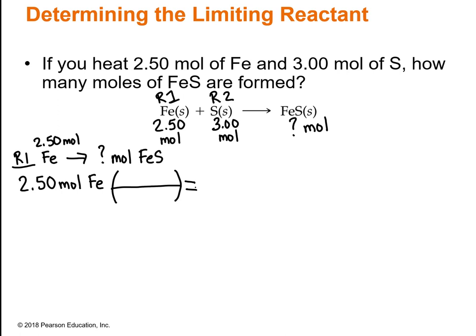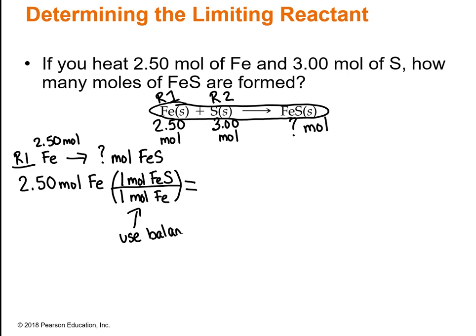Remember, you're not using the given information, the number of moles of each. You're using the moles that's in the balanced equation. So it's 1 mole of iron sulfide, iron(II) sulfide, for every 1 mole of iron. Your mole ratio always comes from the balanced equation. This math is pretty easy. We don't need to pull out a calculator.